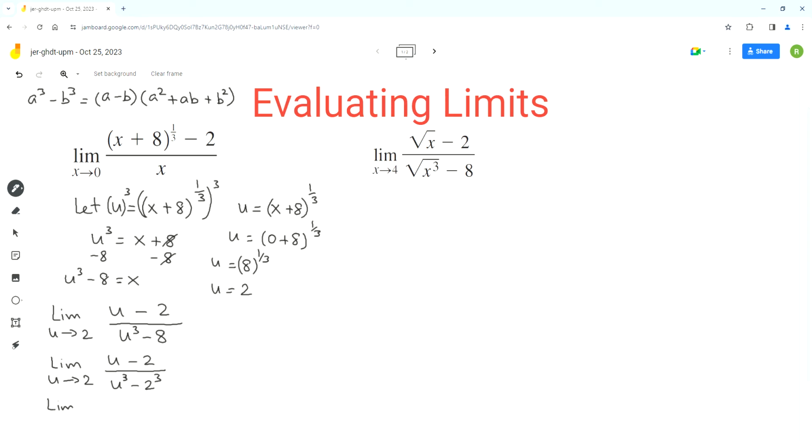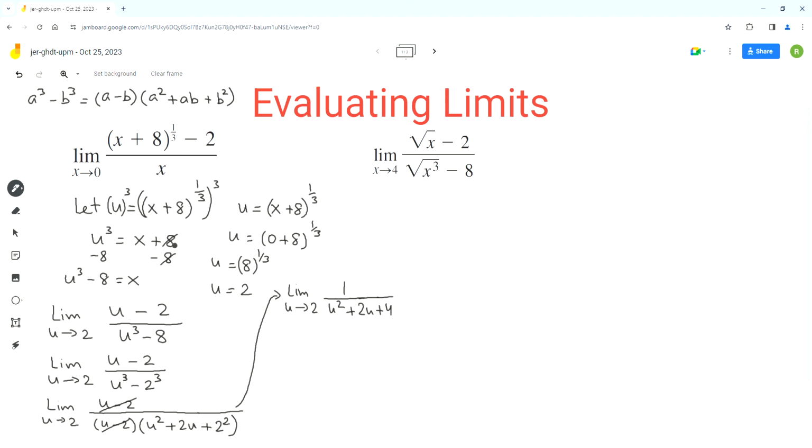So we get limit u approaches 2, u minus 2 in the numerator over u minus 2 in the denominator times (u square plus 2u plus 2 squared). We can cancel out u minus 2 from the numerator and the denominator. So now we can write what we get. So I get limit u approaches 2, and we have just 1 now in the numerator over u square plus 2u plus 4.